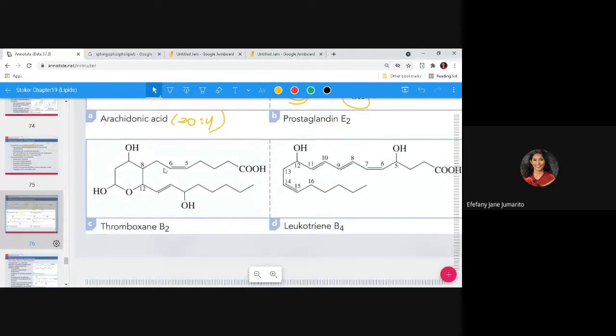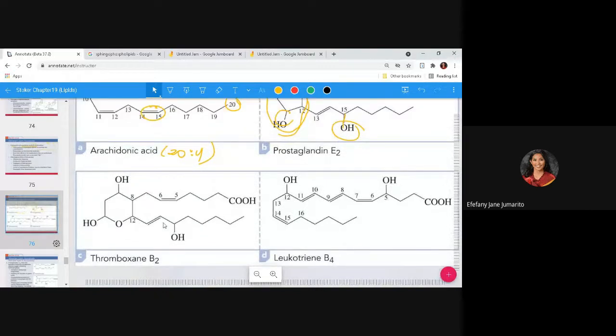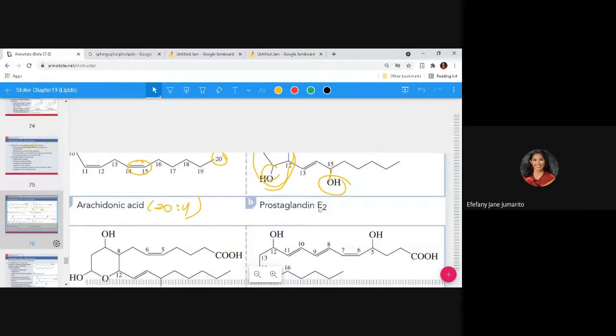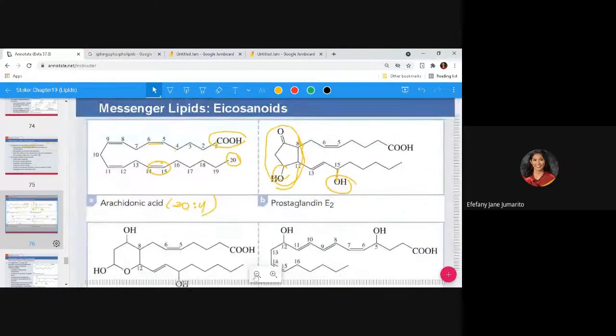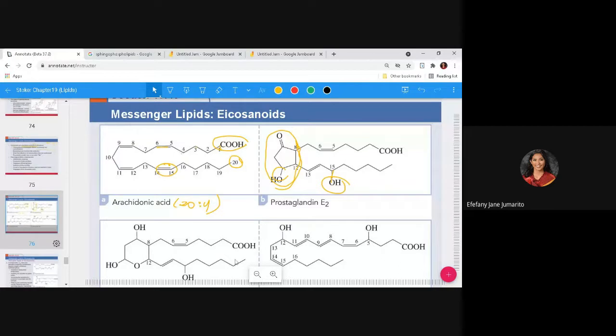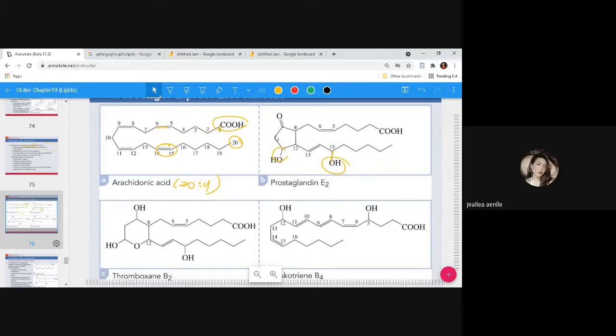Then we have this thromboxane. What's the difference between your thromboxane and prostaglandin? Look, class, they are the same, but the thromboxane has an oxygen in the ring. So it's an ether. Right? It's an ether ring.